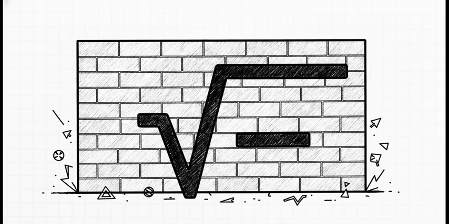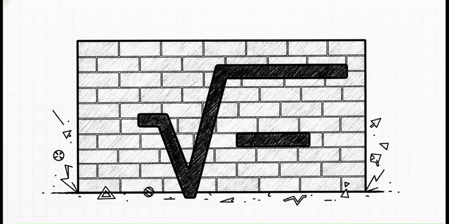And boom! This is exactly where mathematicians hit a massive brick wall. Just look at this harmless-looking equation. x squared plus 1 equals 0. It looks innocent enough, right? But if you actually try to solve for x, you have to subtract 1 from both sides. That leaves you with x squared equals negative 1.